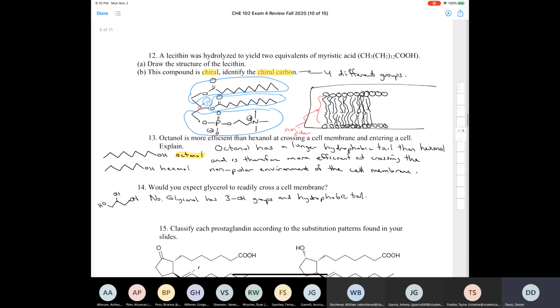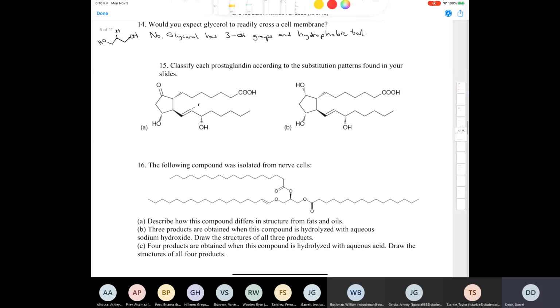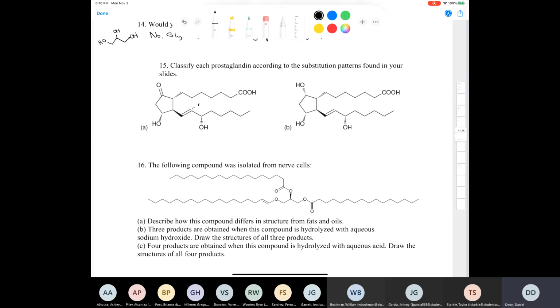This question is only for the people who tried this ahead of time. I had this posted in an announcement. Did anybody try this problem and try to classify these PGs, these prostaglandins, according to the substitution patterns found in your slides? I would never ask you to come up with this out of thin air, not in 100 years. This is more just kind of an interest thing, if anybody gave it a shot. So if you look at my slides, and if you look at the lecture videos, I put up a slide. It doesn't even come from our textbook. I ripped it out of another textbook, but it explained where prostaglandin nomenclature comes from.